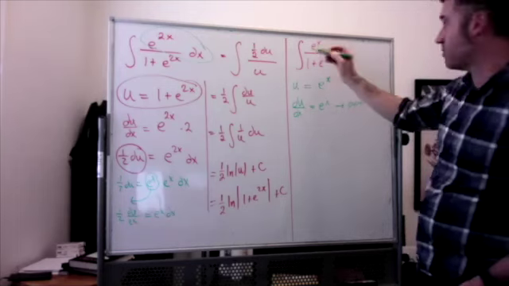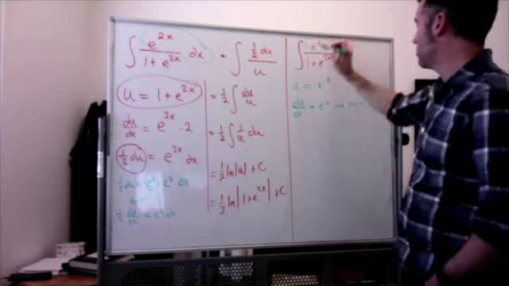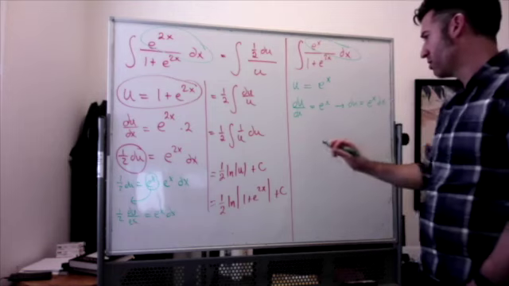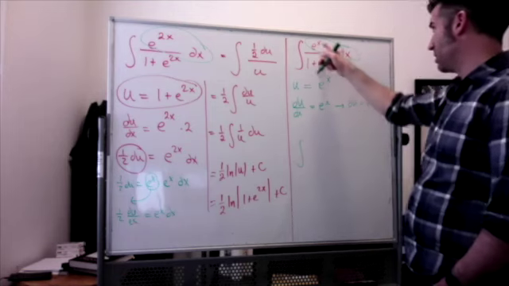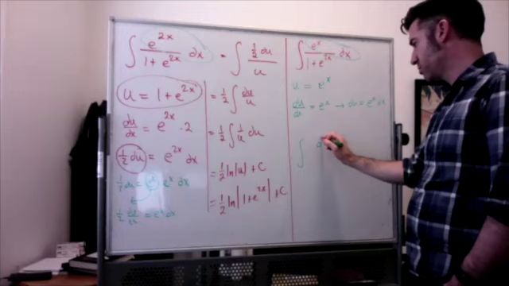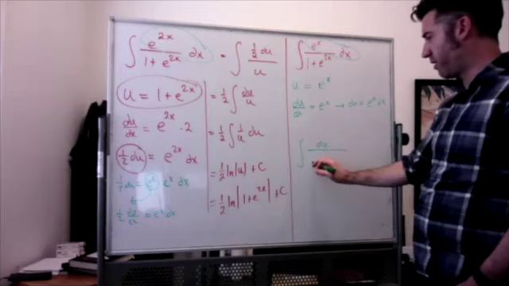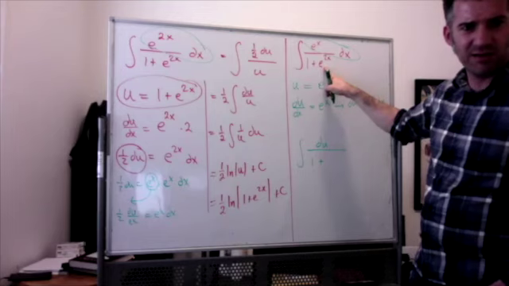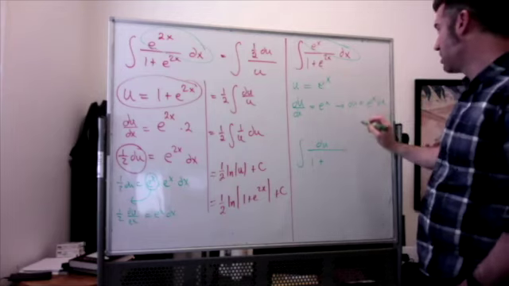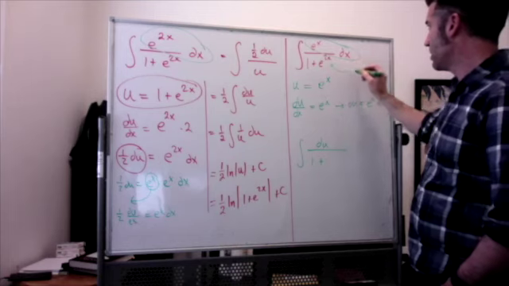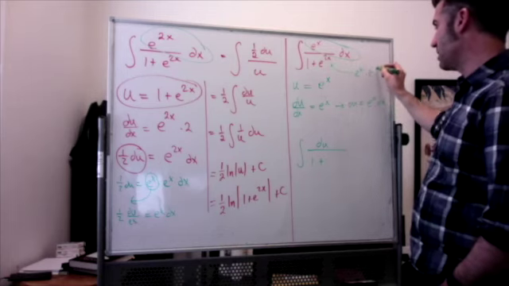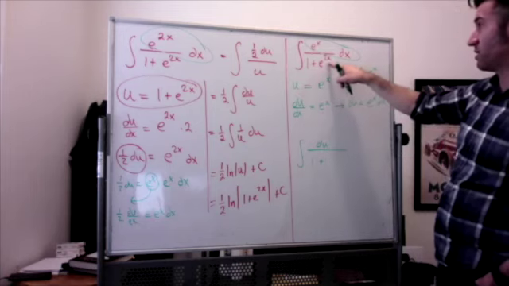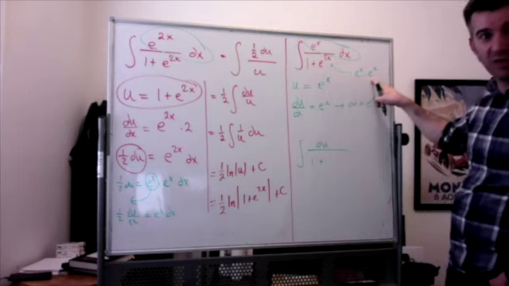So that's great for this, right? That certainly works out there. What does that mean for the bottom? So my integral is going to be e to the x dx is just du. And I've got a 1 plus, what's e to the 2x going to be? Well, e to the 2x is e to the x times e to the x. But e to the x is u. So e to the 2x is going to be u times u, which is u squared.